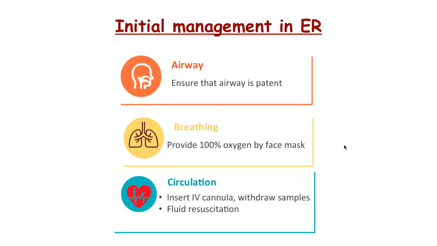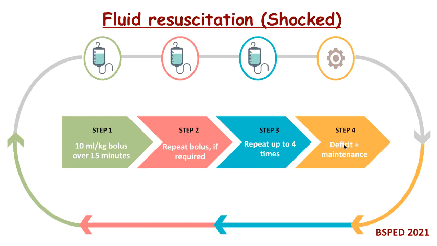So how do we begin with our management? Like any other emergency, it is to be managed with management of ABC first. So you ensure that the airway is patent. If the patient is hypoxemic or is having fast breathing, you provide them 100% oxygen by face mask. You make sure that you put two large bore IV cannulas. You withdraw your required samples and you begin with your fluid resuscitation.